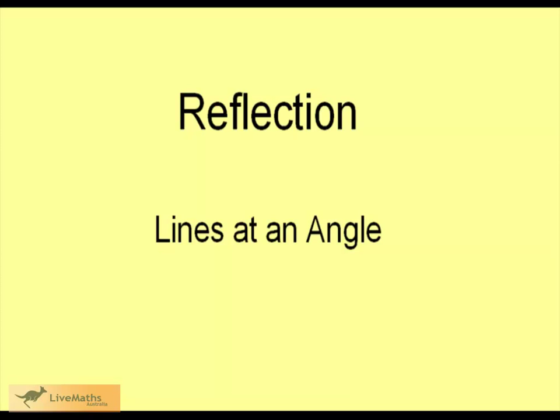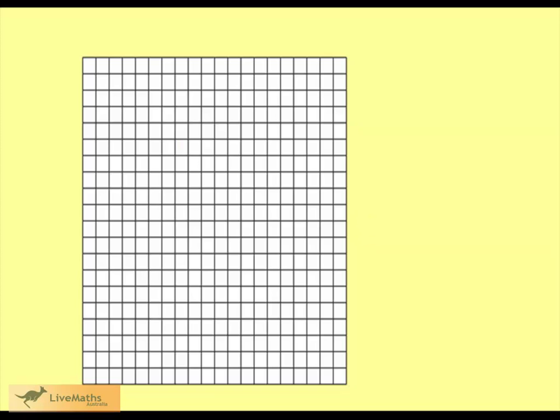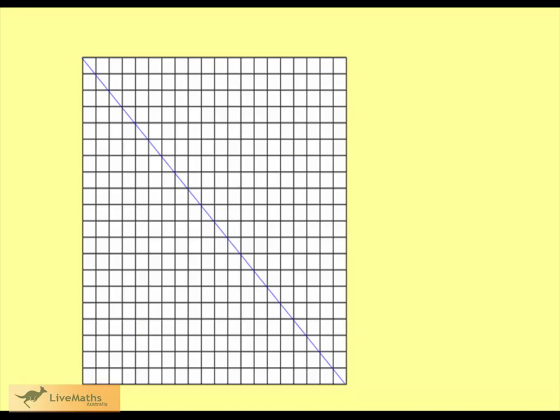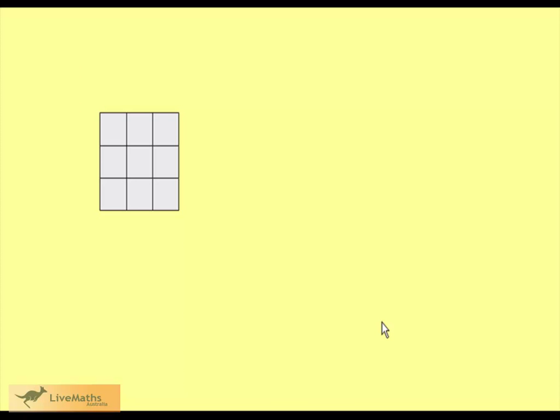In this example, we're going to look at reflection where our mirror lines are at an angle. Consider this grid. Here's a diagonal line. We need to know how to reflect a shape in a line that slopes this way. We also need to know how to reflect a shape in a line that slopes this way. Consider this.